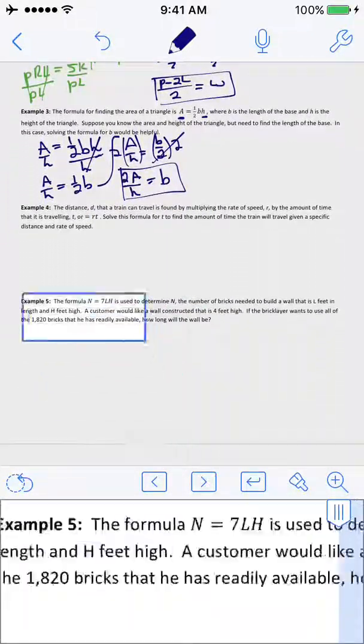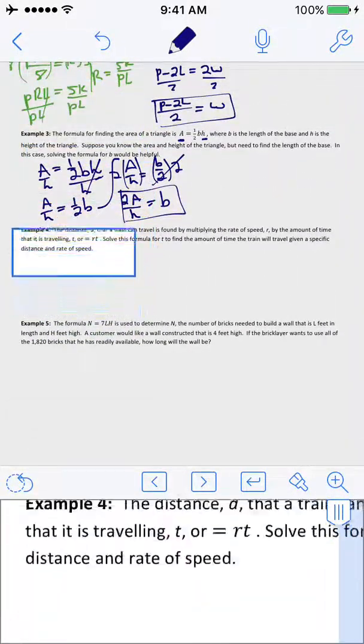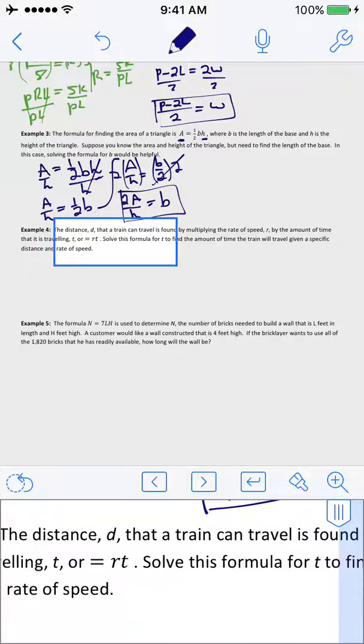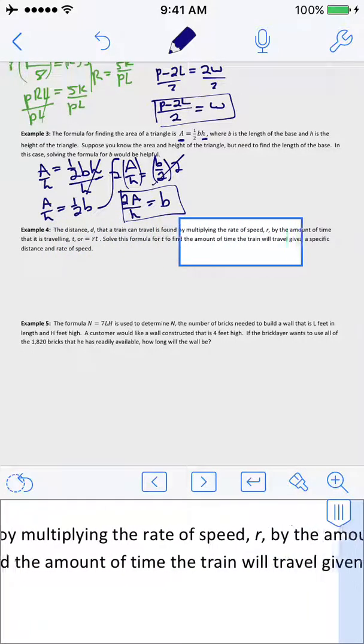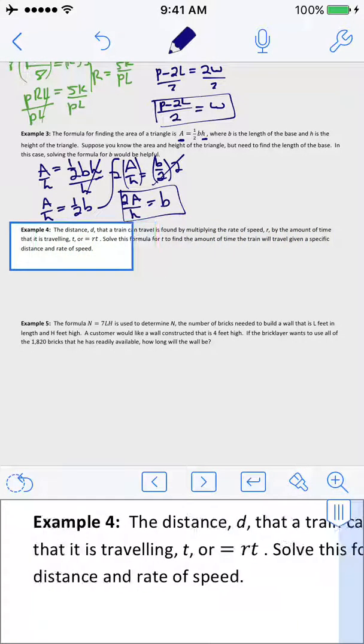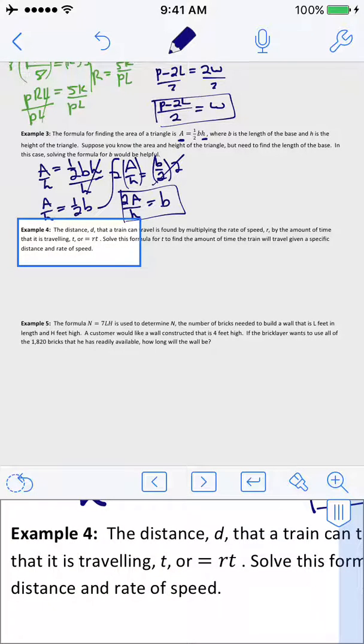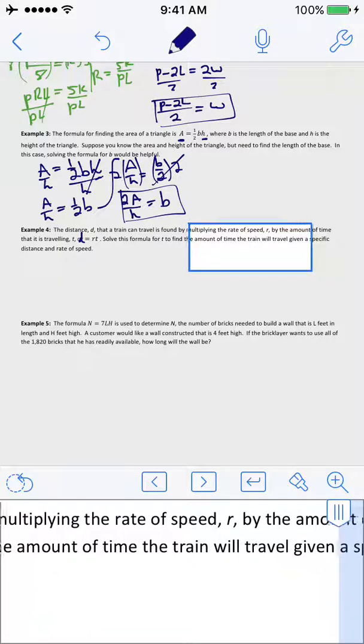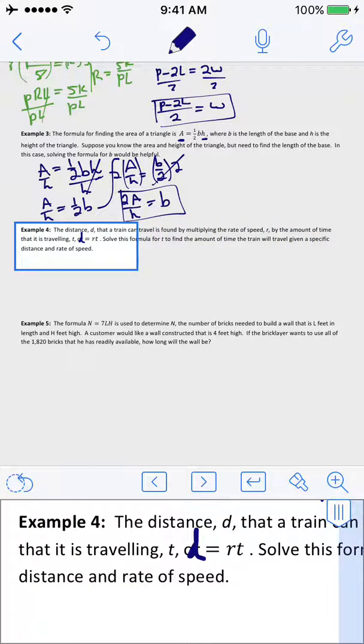All right, let's try the next one. Actually, I'm going to let you guys try this on your own, but let's read it together. The distance d that a train can travel is found by multiplying the rate of speed, r, by the amount of time it is traveling, t. Or, that is a typo, d is equal to rt. Solve this formula for t and add to find the amount of the time the train will travel given a specific distance and rate of speed. So you go ahead and solve this problem. Do what they are asking you to do.